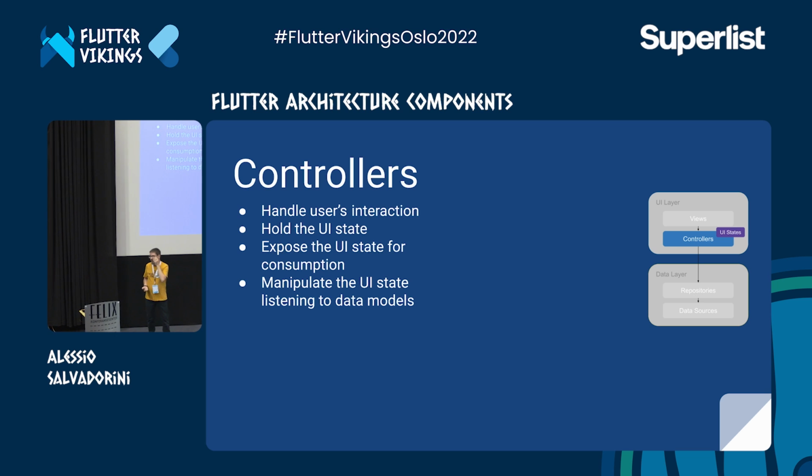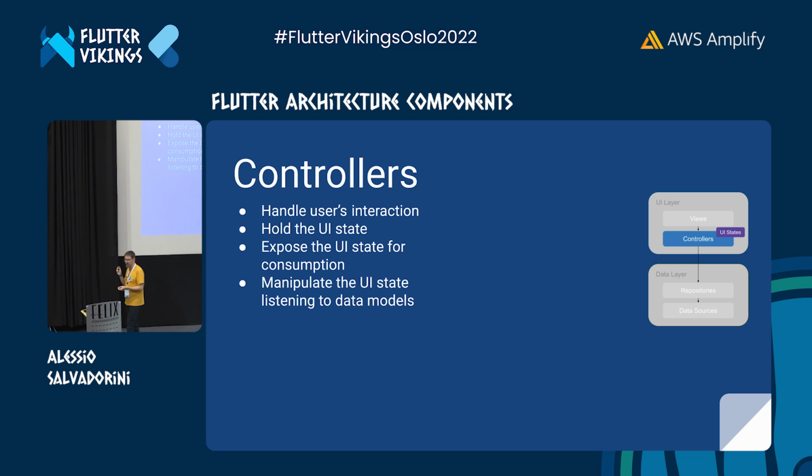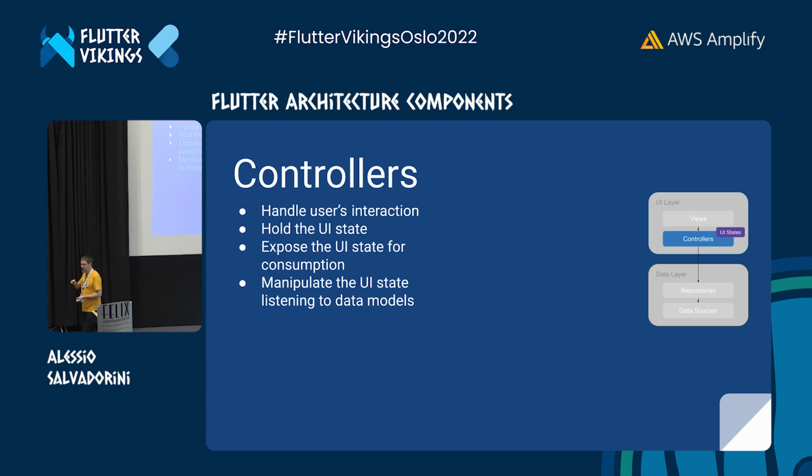Then there are the controllers. We saw before that they hold the UI state. So that's one of their responsibilities. And then they also handle the user interaction. So when someone clicks the UI, this information is given to the controller, which knows what to do with that. And they return back to the UI the state for consumption. And then they are also the ones that manipulate, so they change the data model. Controllers are the ones responsible for changing your data set.